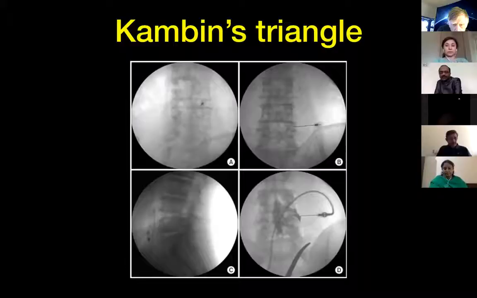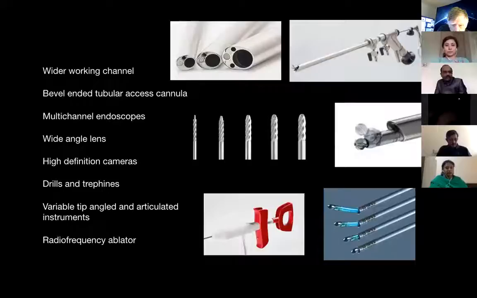So from that needle, quite a few innovations have been made. The endoscopes are made with a wider working channel. The bevel-ended tubular access cannula is an innovation. The bevel end helps to retract the nerve roots, and the total width of the cannula is only around 8 millimeters. The endoscopes have multiple channels, wide-angle lenses, high-definition cameras, various drills and trephines, variable tip angles, and articulated instruments.